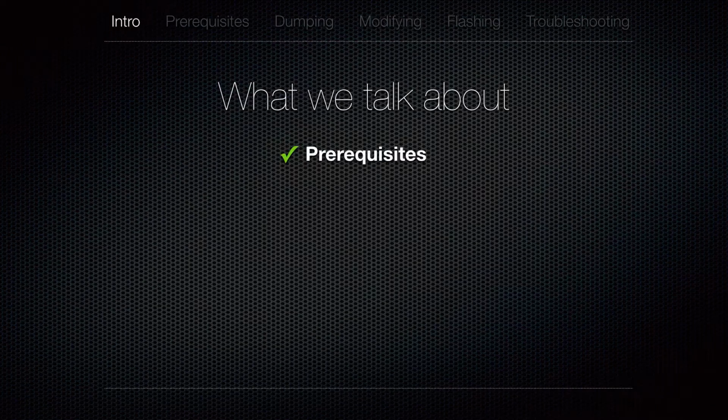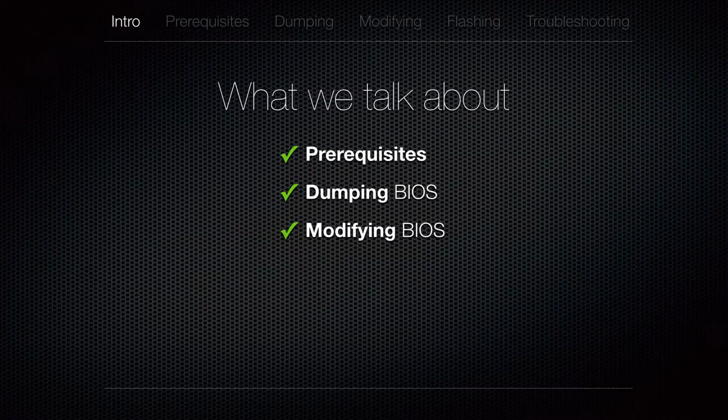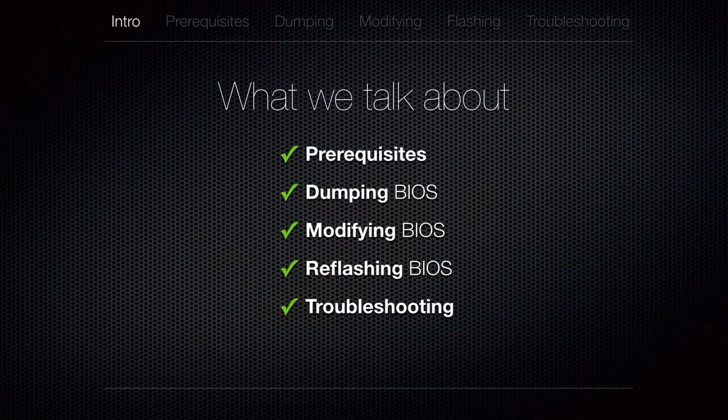First, I will show you what tools we need to get Turbo and SpeedStep working. We will dump your BIOS together. After that, we will make a little change in the binary file. After that, we will flash it back onto your BIOS chip. If any errors occur, please wait for the troubleshooting topic afterwards. The last topic on this guide is a credit page for all people who make this possible.